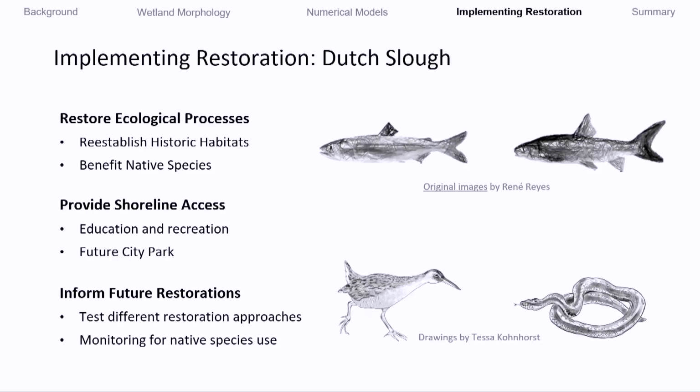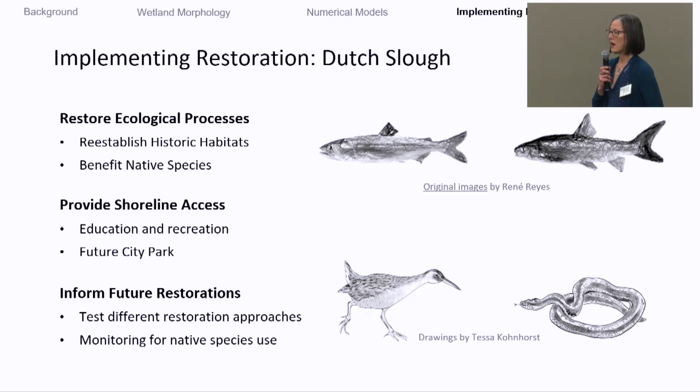So to illustrate this conversation, I'm using an example from another eco-restore project done by DWR, the Dutch Slough Restoration Project. These were the main goals that they had. The idea, starting back when the property was acquired 20 years ago, 2003, it was viewed as an area to try to restore ecological processes, and through that, to reestablish historic habitats to benefit native species, particularly juvenile salmonids, as well as Sacramento splittail, and other species there such as rails and giant garter snake. In addition, they want to provide shoreline access, recreation opportunities, and a future park for the city of Oakley.